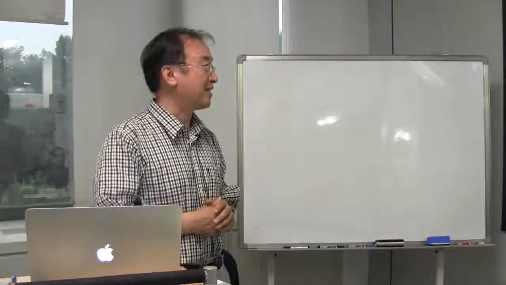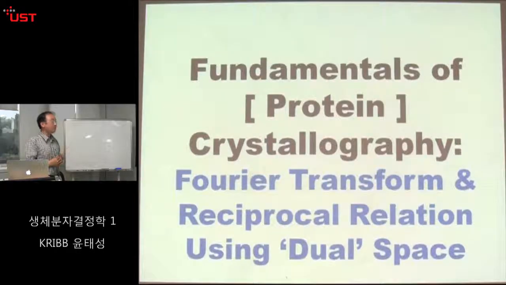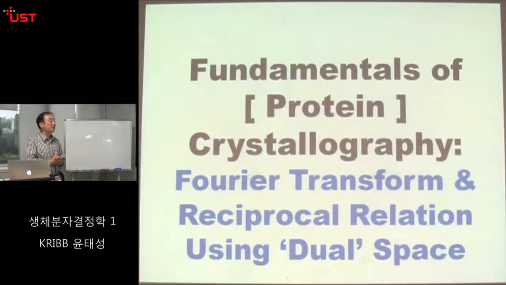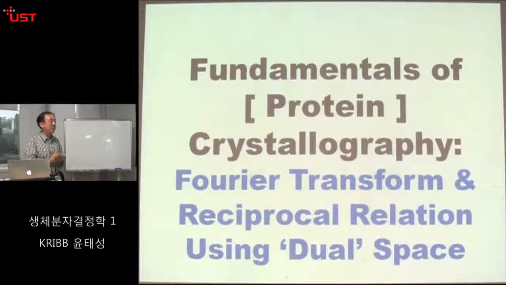The core concept is the dual space concept. From the first chapter, this is part 3, fundamentals of protein crystallography, but in essence, it's not specific to protein. It is just the fundamentals of crystallography. This is not specific to protein.